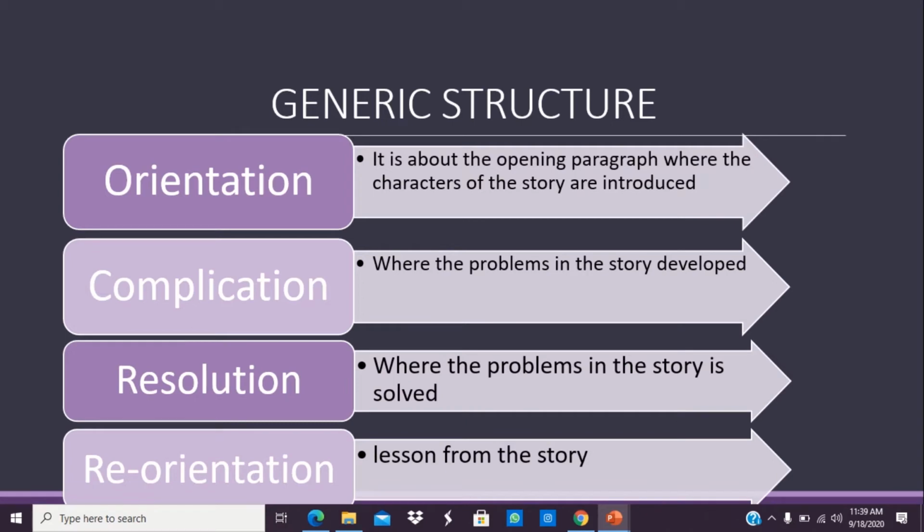And the third one is resolution. Resolution is where the problem in the story is solved. And the last one, reorientation. But here, the reorientation is optional. It depends on the perspective of the reader. So, some narratives have reorientation, but some do not. And here, reorientation is talking about the lesson of the story.